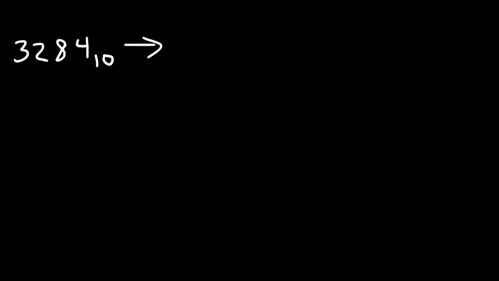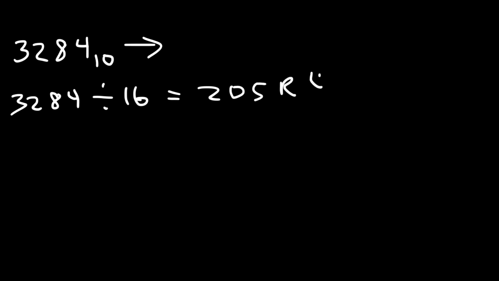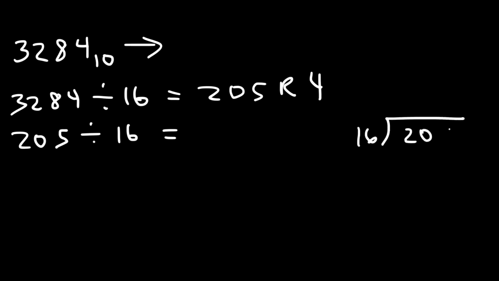So then we write this. 3284 divided by 16 is 205, remainder 4. So now we need to divide 205 by 16. So let's use long division. Let me do it over here. How many times does 16 go into 20? 16 goes into 20 one time. 16 times 1 is 16. 20 minus 16 is 4. And then we need to bring down the 5.